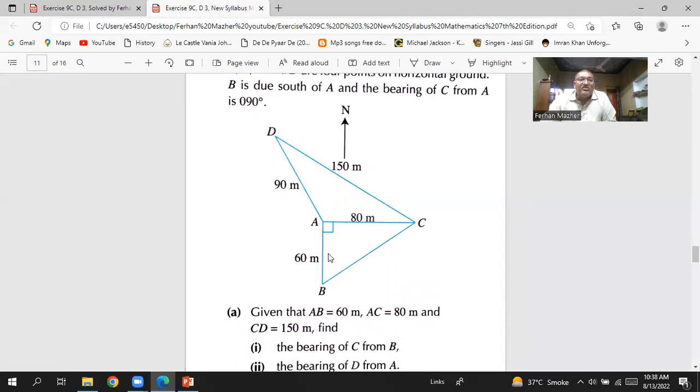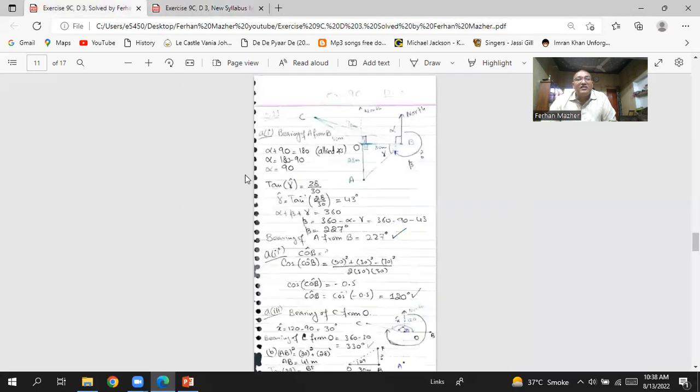This is north, so this is north. So I want to know this angle basically. That is the bearing of the C from the B. And this is a right angle. I can very easily find this angle. You can apply the tan. So tan theta here will be perpendicular by base. That will be 80 divided by 60. Let me show you.